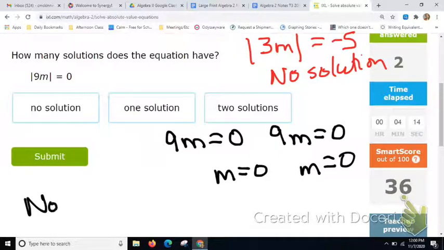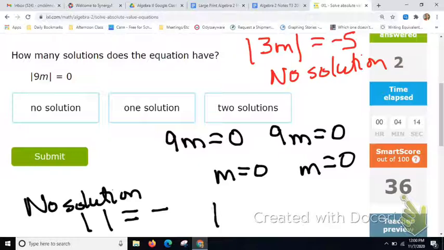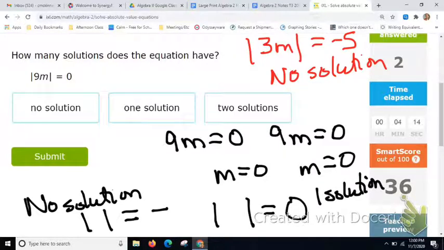So no solution is when we have absolute value equal to a negative. Absolute value equal to 0 is going to be one solution. And then our other situations are going to be 2 solutions. Keep in mind, the equal to 0 is after the bars are by themselves. So in this case, I have one solution.